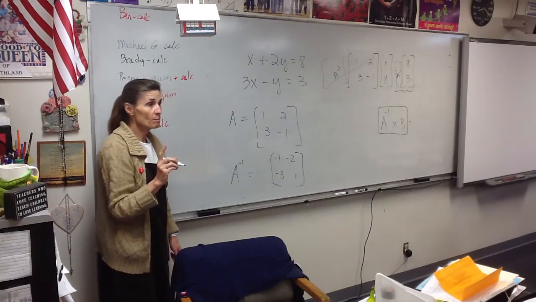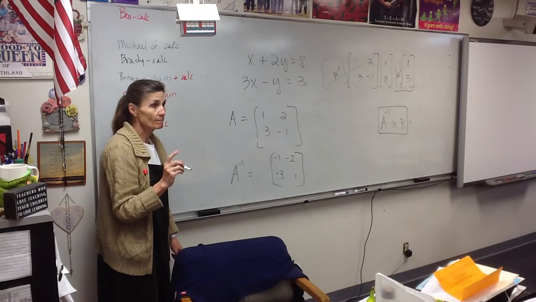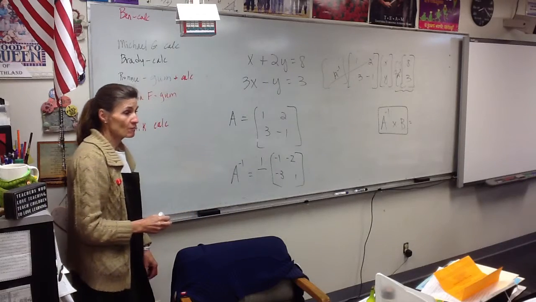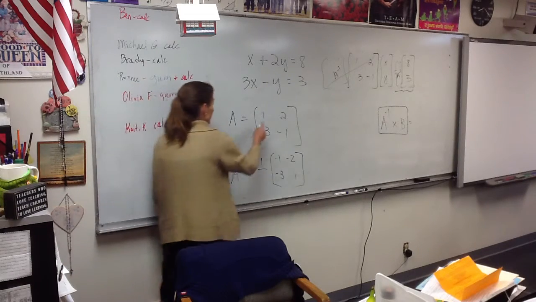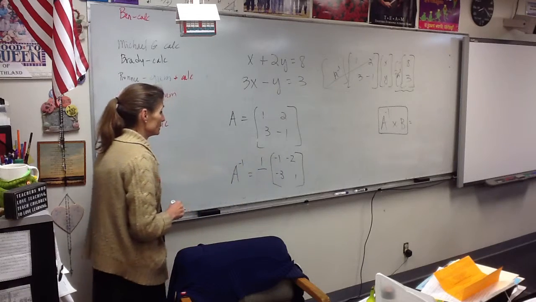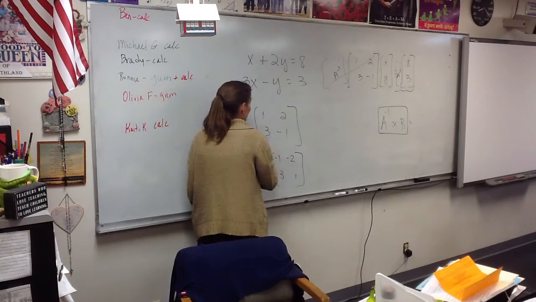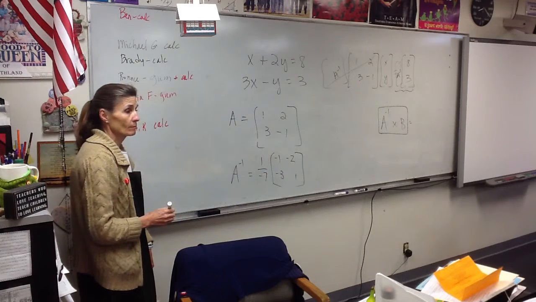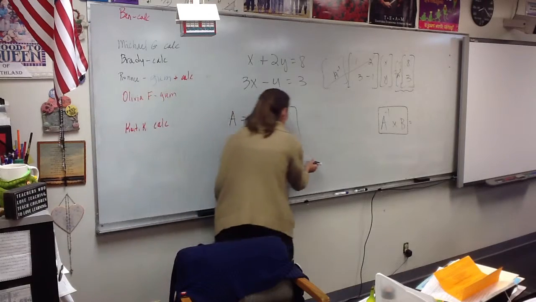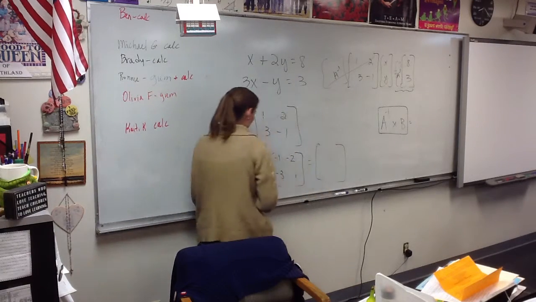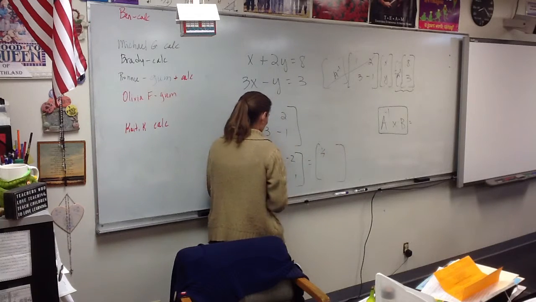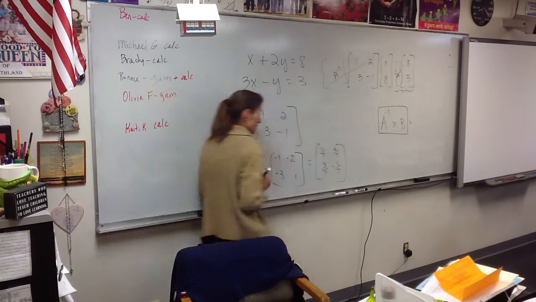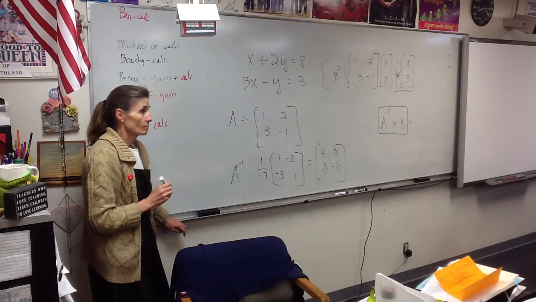That's not all, though. There's another piece to this. Anybody remember what that is? You got to do 1 over the determinant, folks. Don't forget that. You've got to multiply that by 1 over the determinant. And what's our determinant? -1 minus 6, -7. So your inverse is 1/7, 2/7, 3/7, -1/7. Everybody okay with that?